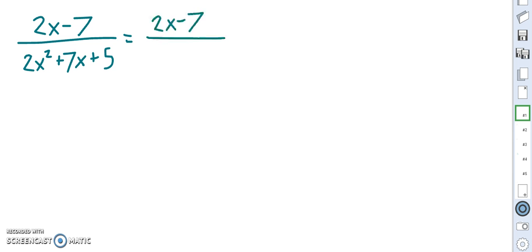factoring the bottom. On the spot, what does this factor to? This factors to x plus 1, 2x plus 5, despite the fact that I had that written there already. I did that on the spot. That was pretty good. Good job, Mr. Novick. And we would take this rational function and we would break it up into smaller rational functions.